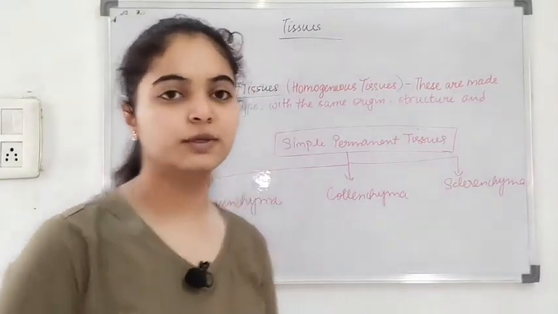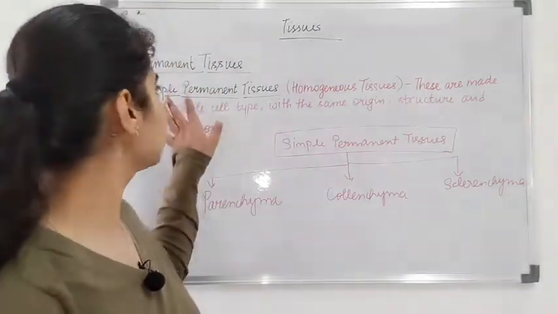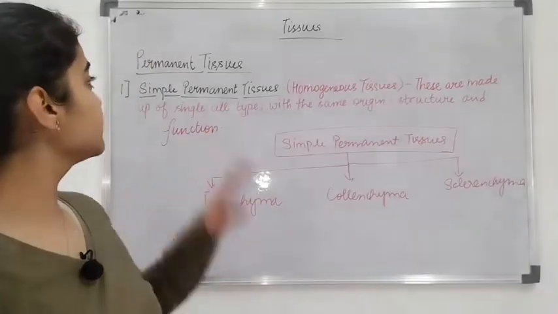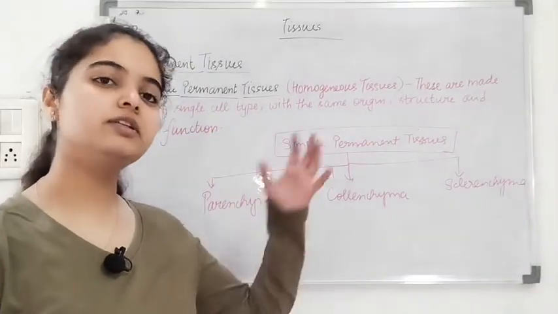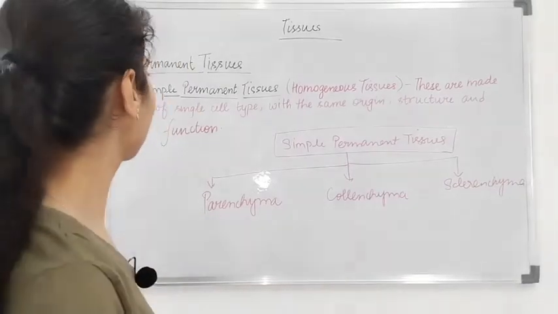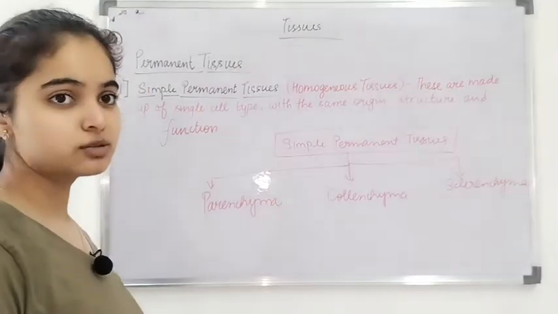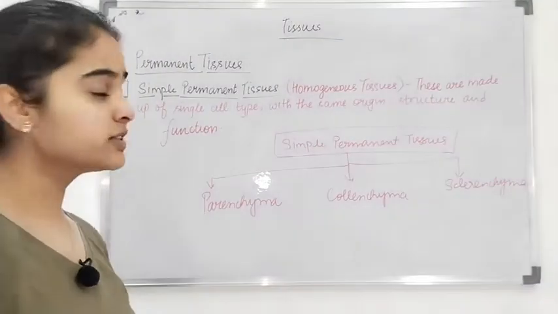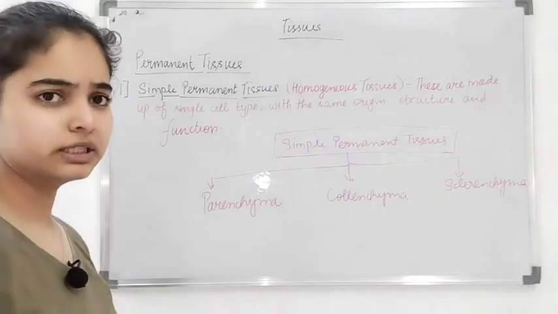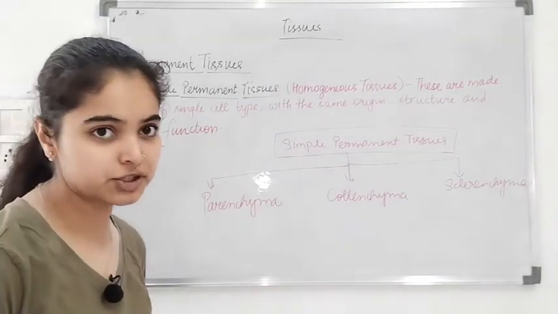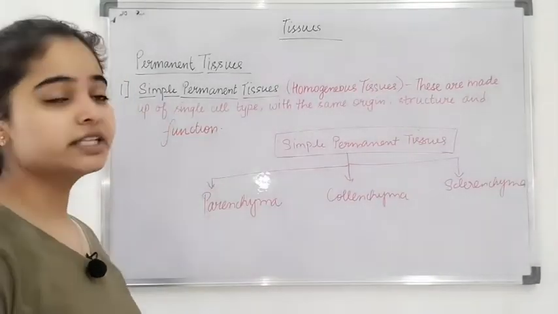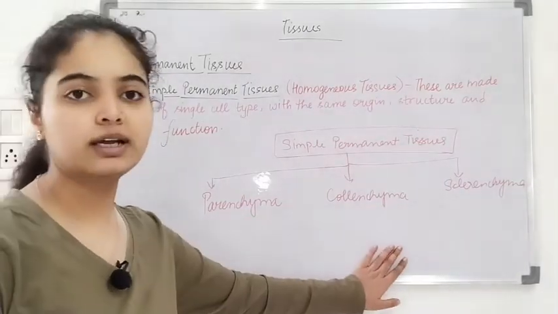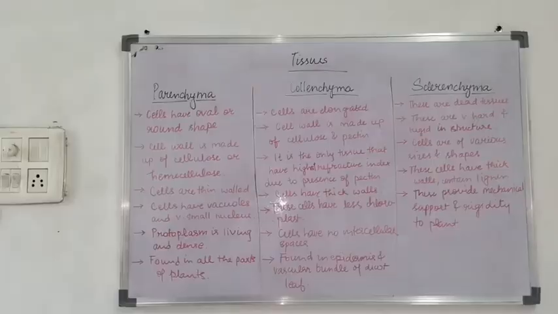Permanent tissues. Permanent tissues are of two types. First is the simple permanent tissues and the second one is complex permanent tissues. First we will study about the simple permanent tissues, then we will come to the complex ones. Simple permanent tissues. These are also known as the homogeneous tissues. These are made up of a single type of cells and usually with the same origin, structure and function. Simple permanent tissues are further divided into three types. First is the parenchyma, second is the collenchyma, and the third one is the sclerenchyma.